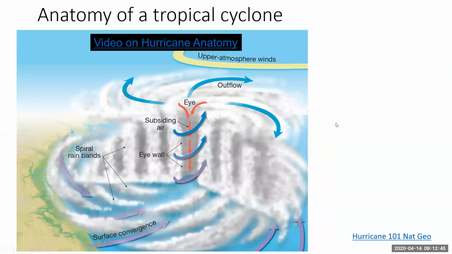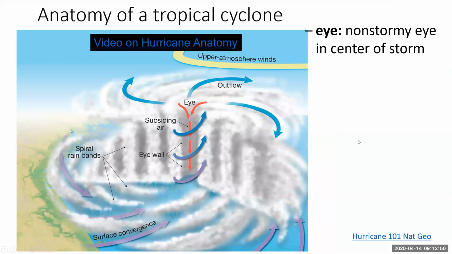So let me show you a quick, again, a little National Geographic explanation of what happens. We have what we call the anatomy. When you look at the anatomy of a hurricane, you can have an eye. That's usually not stormy in the middle. So usually when the eye of the hurricane goes through, it's actually very calm. It's one of those calm before the storm types.